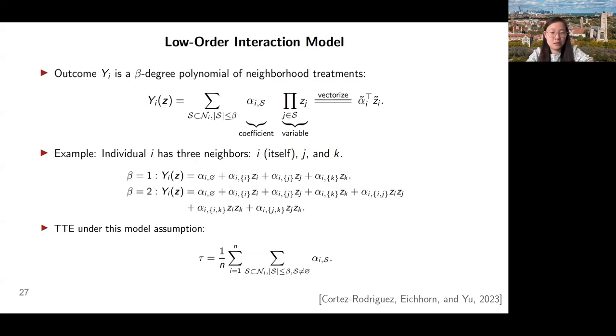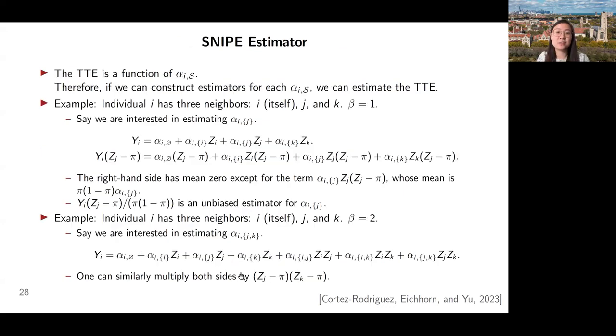With that, let's think about how we might estimate things like that. The first thing we notice is that this is a complicated aggregation of the alphas. So if we keep things simple and think about how to estimate each one of the alphas, then we can aggregate our estimators of the alphas to form an estimator for the total treatment effect. If we could construct an estimator for each one of the alphas, then we could estimate the total treatment effect.